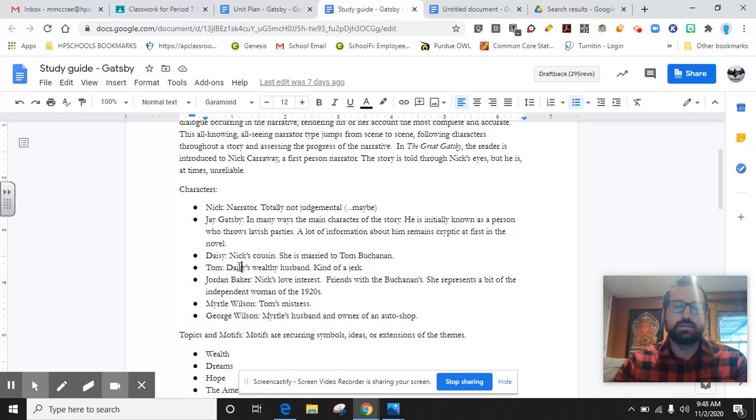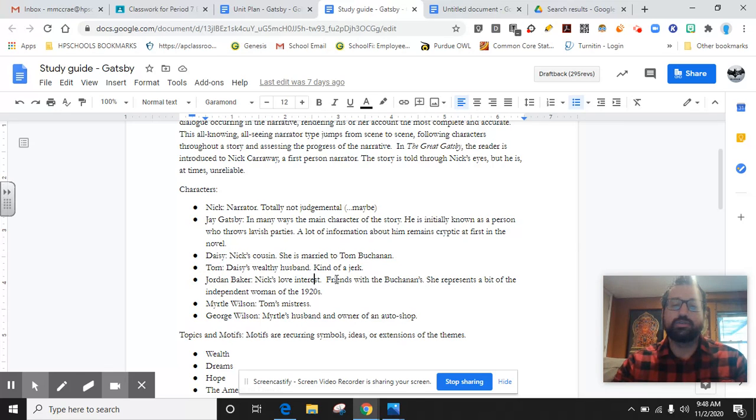Tom is Daisy's wealthy husband. He's kind of a jerk, to put it lightly. Another thing to understand is Tom and Daisy are from something called old money. Old money basically means they inherited their money. Their money has been in their family for generations. New money means you just came into being rich. It just happened for you.